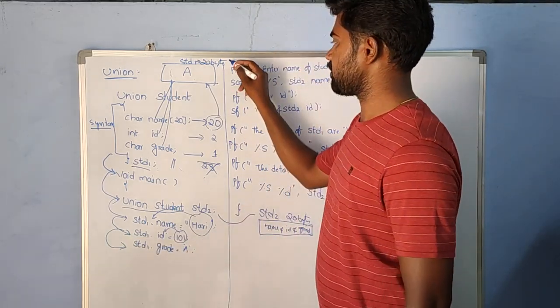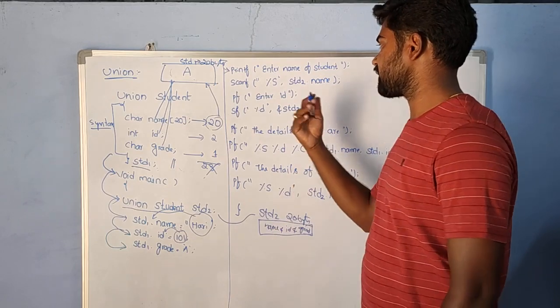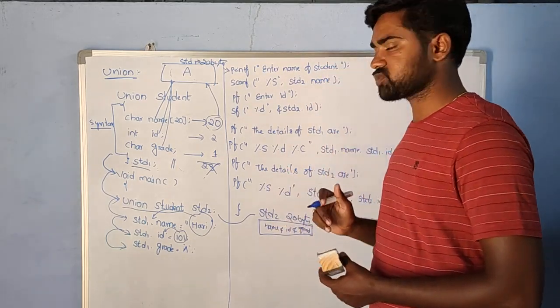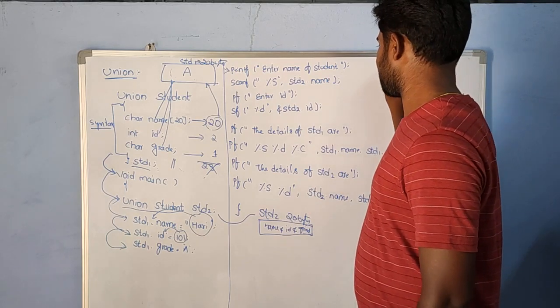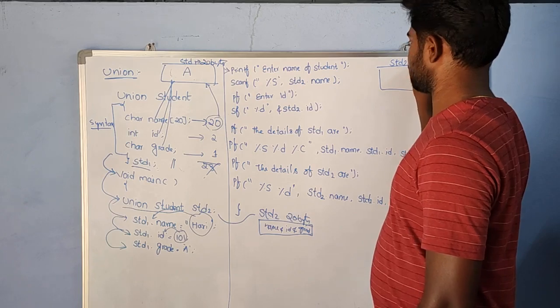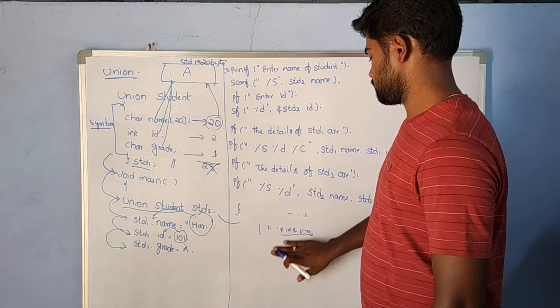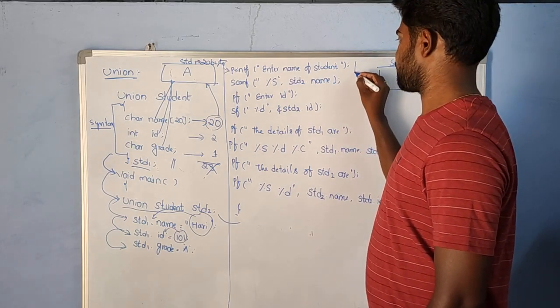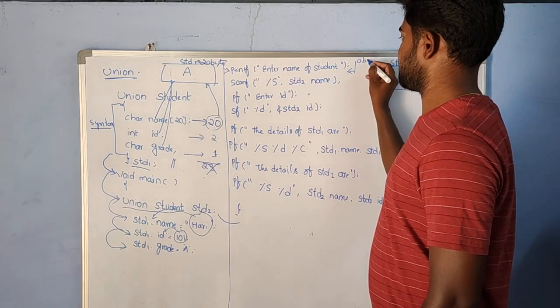After completion of this instruction, next we are moving to entering the details of another student. So now enter the name of the student. We are entering the name of the student for std2. Here I am entering ABC.